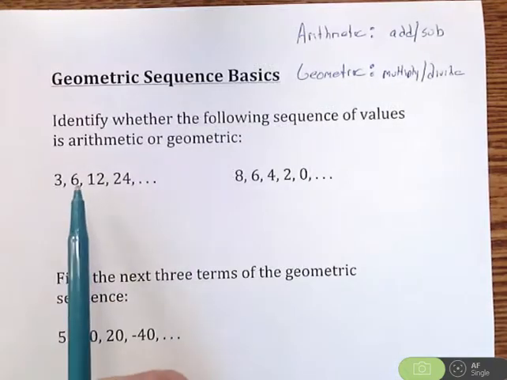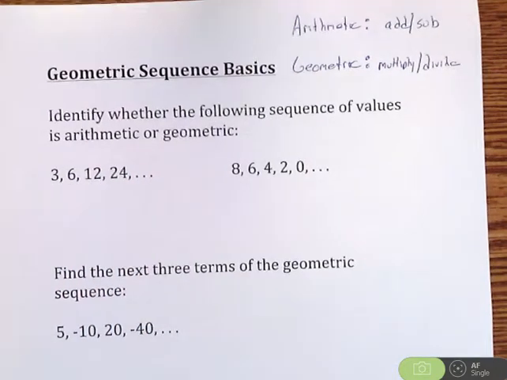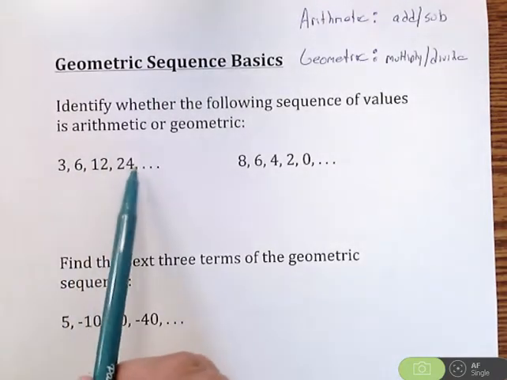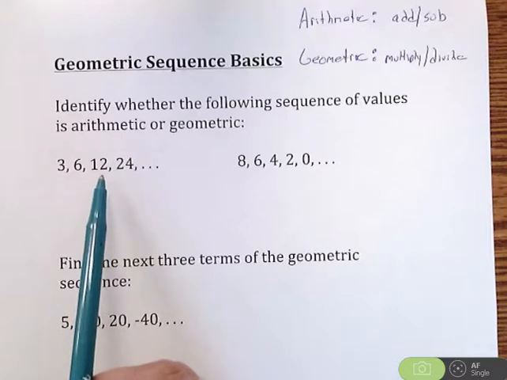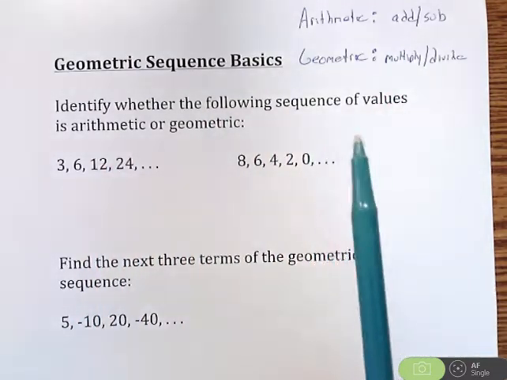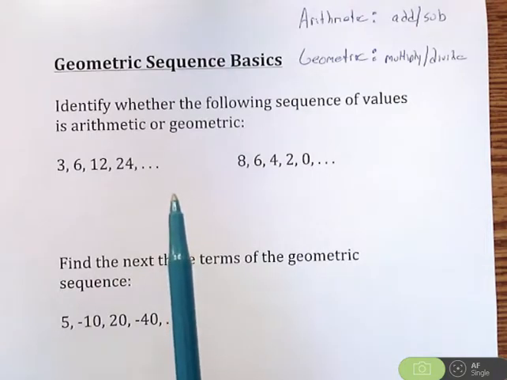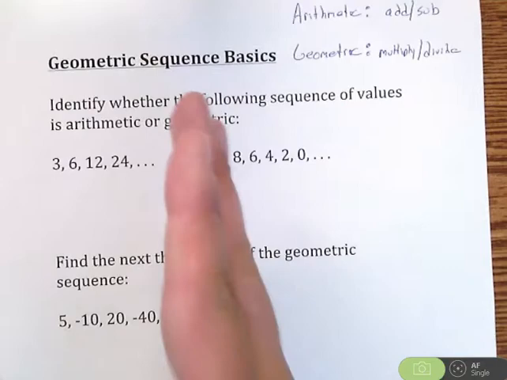Looking at this first one, we go from 3 to 6 to 12 to 24. One thing I noticed is these numbers get really big fast. We went from 3 all the way to 24 real fast. That leads me to believe it's geometric. Here's how you can check, and this works the same way with arithmetic. We're going to start from the right and work our way to the left.